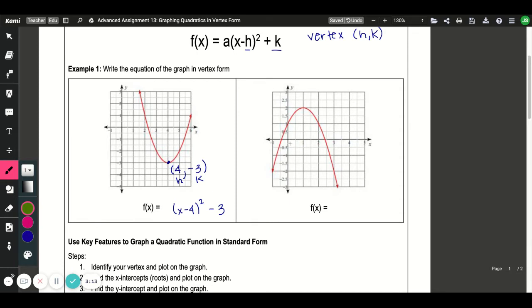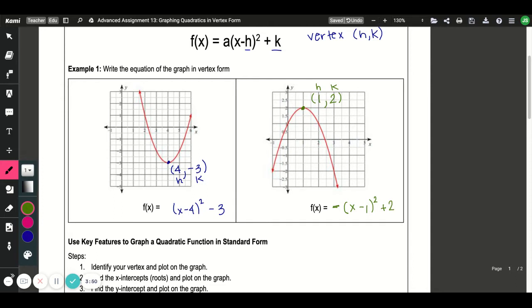Okay. This one does, in fact, open down, so our A would be negative. The vertex is right here. That point is 1. And then 2. Make sure you look at these labels. Don't just count 1, 2, 3, 4. Look at the actual labels. So this is at 2. So that is our H and our K. So we decided that this time our A is actually negative. And we're going to put 1 in for the H, so (x - 1) squared, and then 2 in for the K, plus 2.